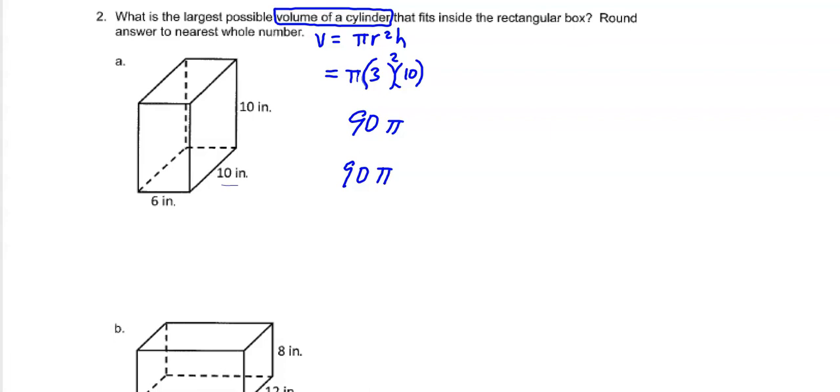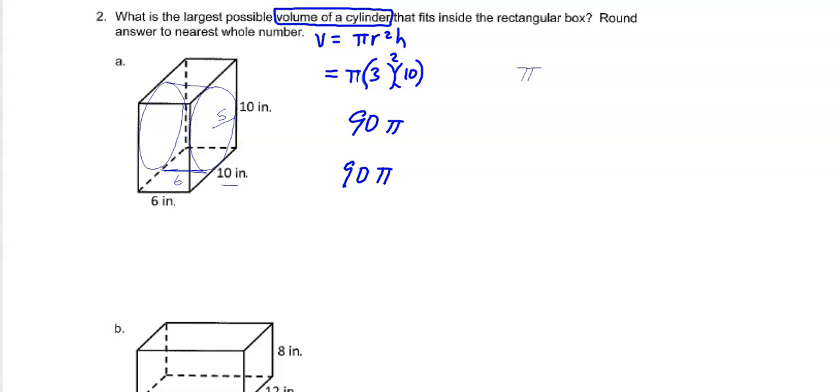Since this is 10 by 10, I could fit a circle right there, and then another one on the back side, and connect them, and I could fit a kind of fat cylinder in there. This fat cylinder is going to have a radius of 5, half of the 10, but then its height, the distance between the bases, is only going to be 6. So I got to recalculate it and see how big it is.